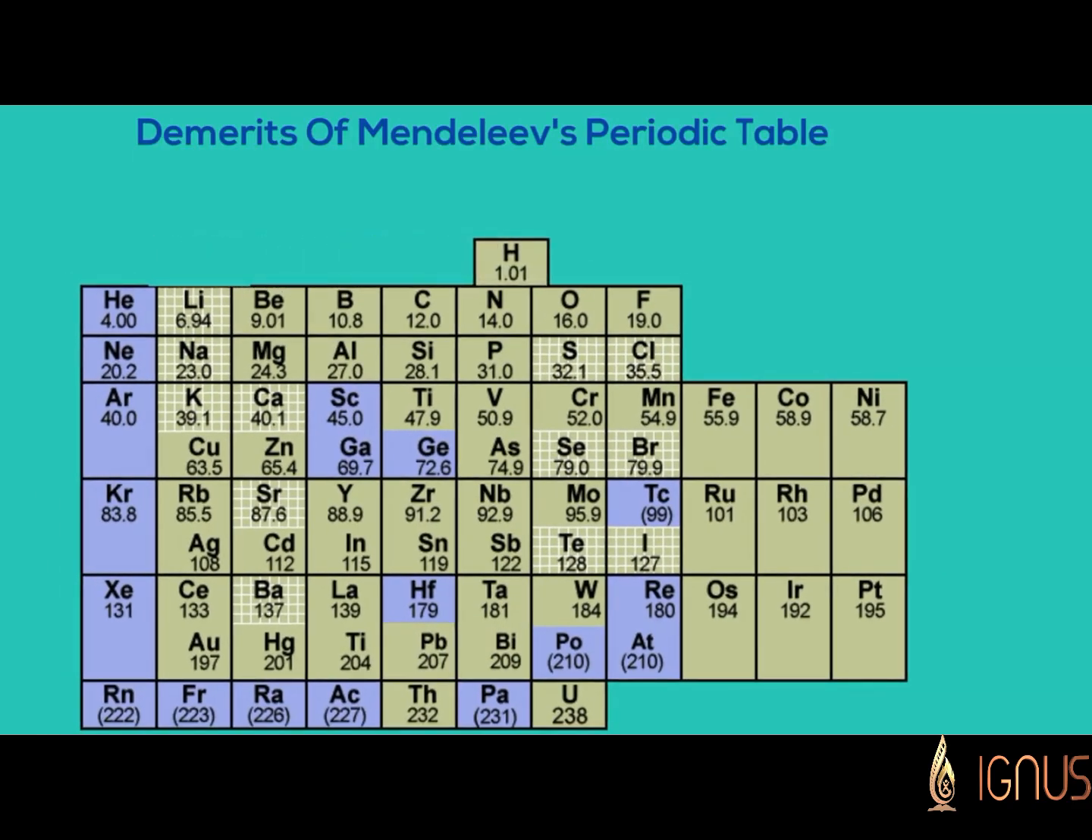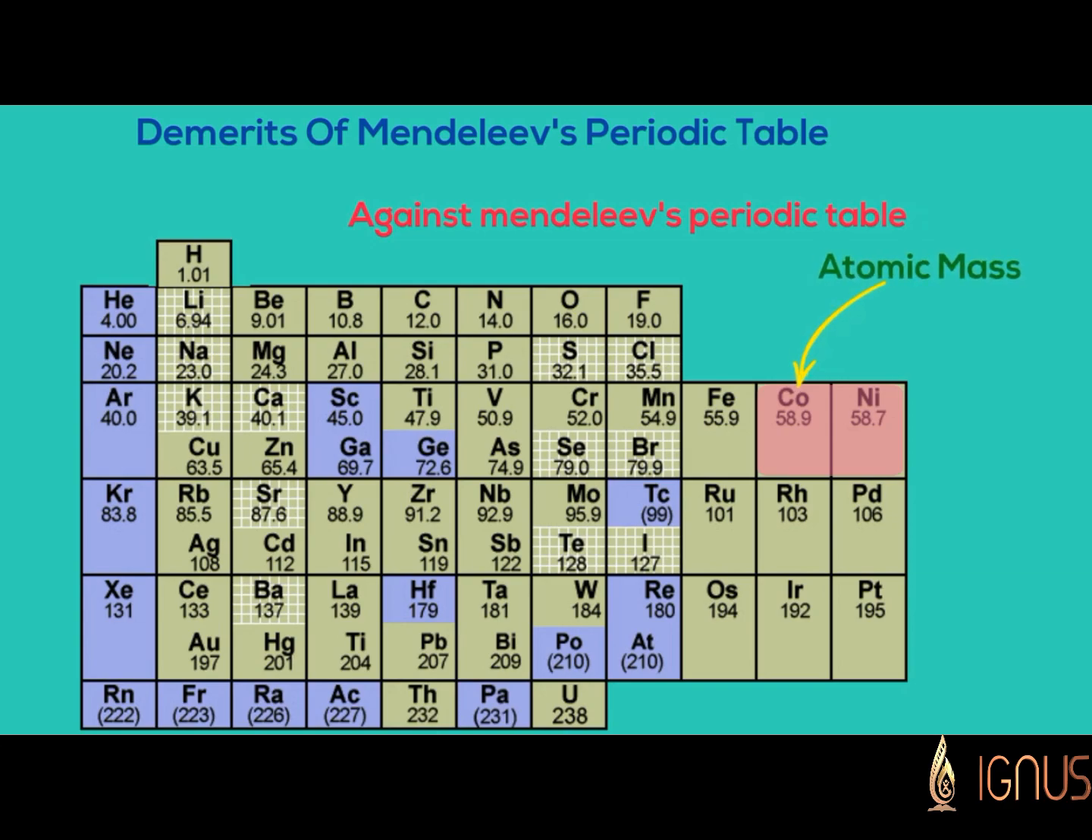No fixed position was given to hydrogen in the periodic table. It acts both like alkali metals and halogens. There was no room for isotopes, which were discovered much later, like carbon has two isotopes, carbon-12 and carbon-14. In some cases, elements with a high atomic mass were placed before elements with a low atomic mass.